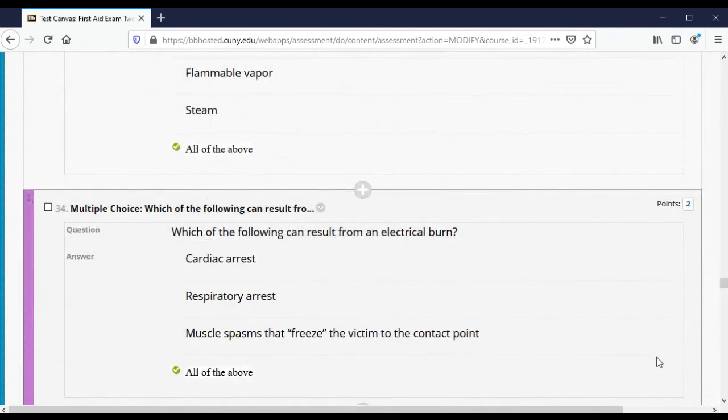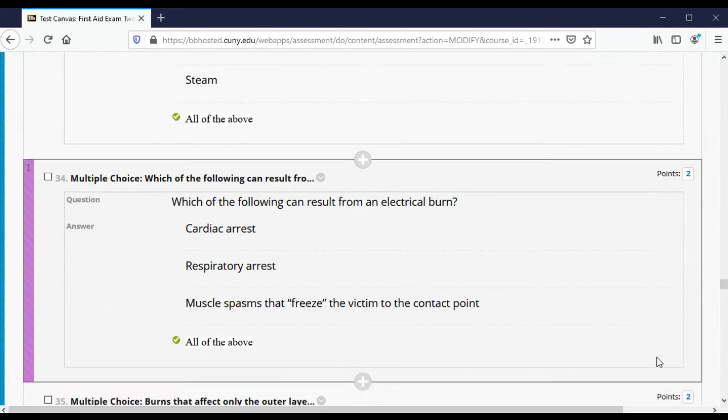Which of the following could result from an electrical burn? The answer is all of the above. Cardiac arrest, the heart stops, respiratory arrest, the diaphragm is paralyzed, or muscle spasms that freeze the victim to the contact point, usually with alternating current sources. So the answer is all of the above.